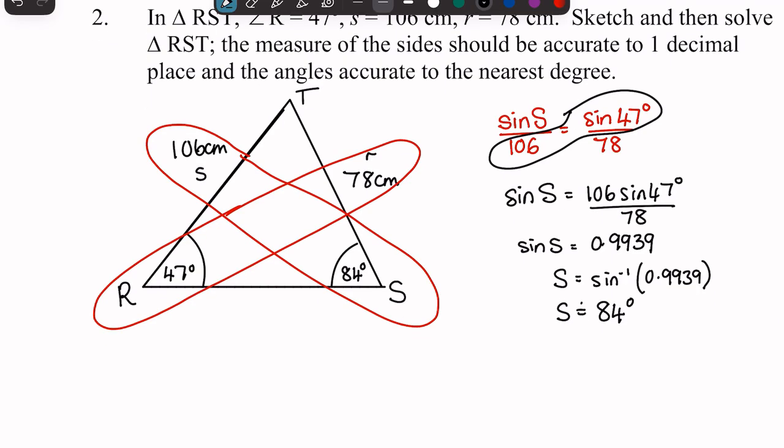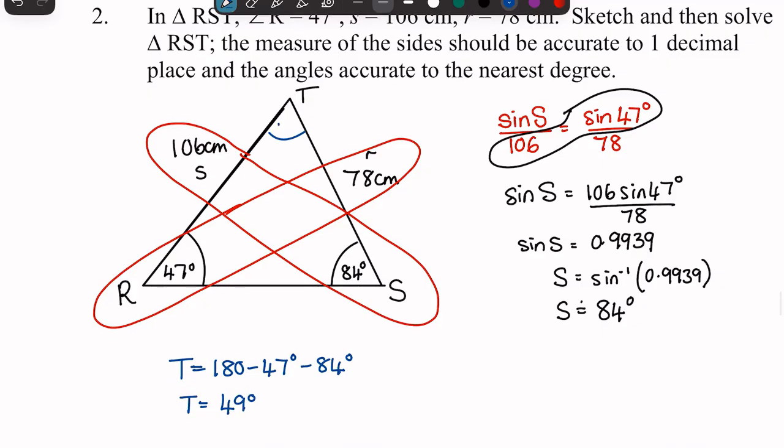Now we can easily figure out angle T using the property of angles in a triangle adding to 180 degrees. So we'll subtract the 47 that we were given and the 84 that we just found. 180 minus 47 minus 84 gives me an angle T of 49 degrees. We can label that up too. And the only thing left now is to find the value for the side length T.